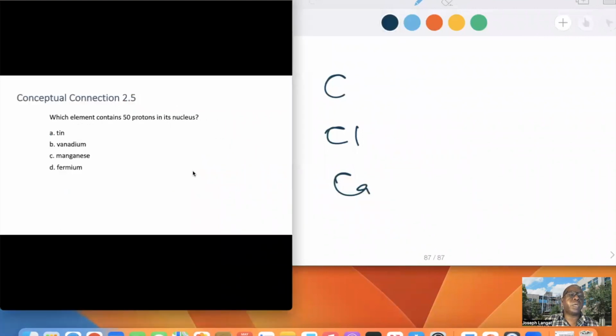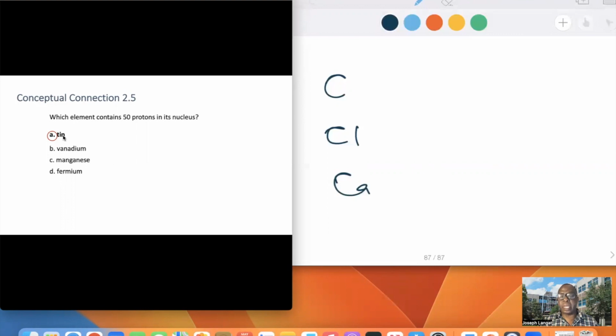All right, let's see which element contains 50 protons in the nucleus. Of course, it is tin. That is why I say, let's get started. Given the periodic table, look at the position on the periodic table. Position 50 is for the element tin.